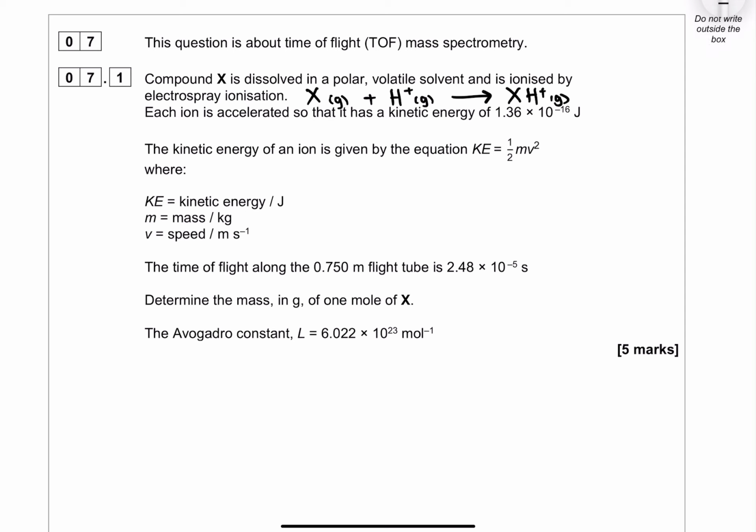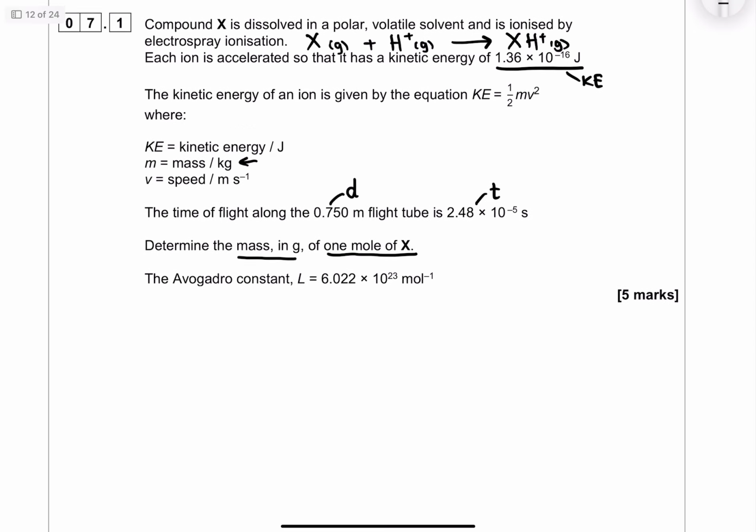Each ion is accelerated to have a kinetic energy of 1.36 times 10 to the minus 16. It's given us the equation for calculating kinetic energy. It's half the mass in kilograms times the velocity in meters per second squared. The time of flight along this is a distance of a flight tube, and this is a time. And then it says determine the mass in grams of 1 mole of X.